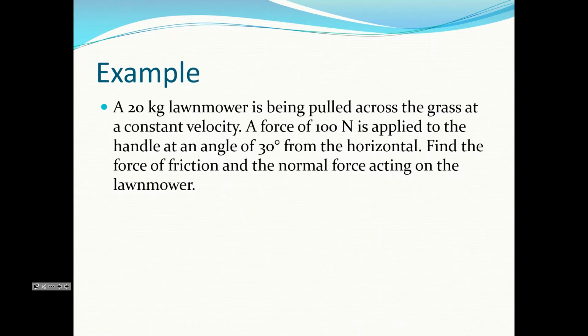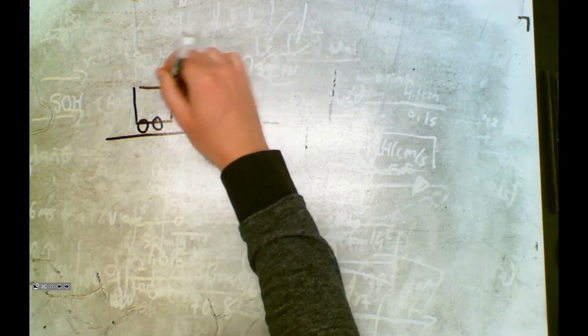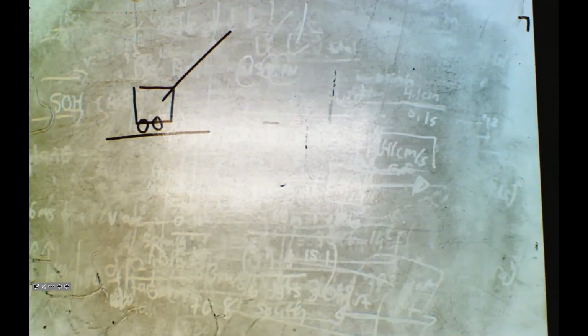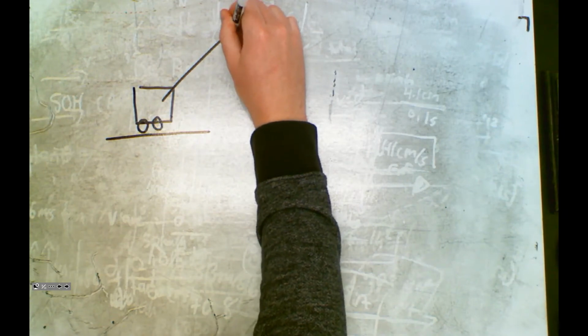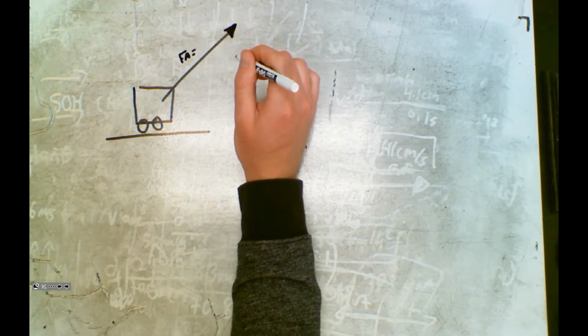A 20-kilogram lawnmower is being pulled across the grass at a constant velocity. A force of 100 newtons is applied to the handle at an angle of 30 degrees from the horizontal. Find the force of friction and the normal force acting on the lawnmower. So we need to draw a free body diagram of this. That's the first thing we need to do because there's a whole bunch of forces acting on it. So our lawnmower is on the ground, and our lawnmower looks like this. So it says it's being pulled across the grass with a force applied of 100 newtons.